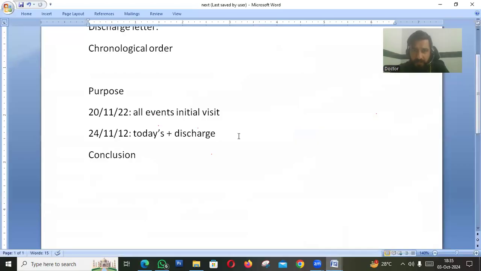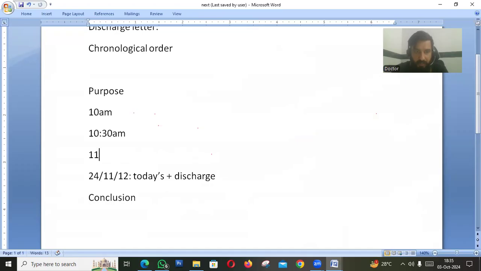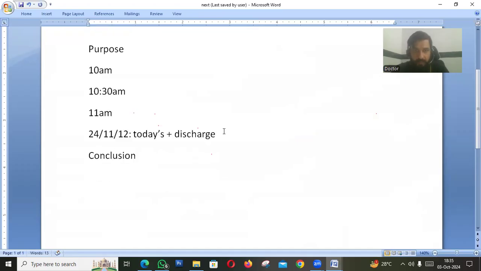So it is very easy. Just divide it into three. What happened at 10 in the morning? What happened at 10:30 in the morning? And what happened at 11 in the morning. Then write today's visit, discharge plan, and write the conclusion.